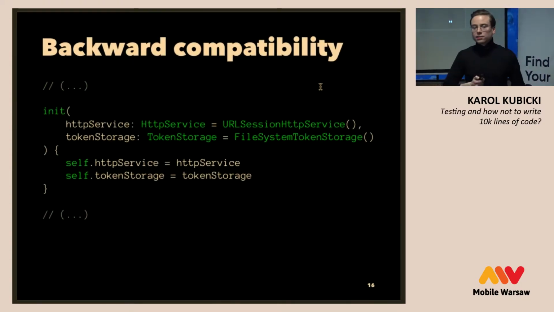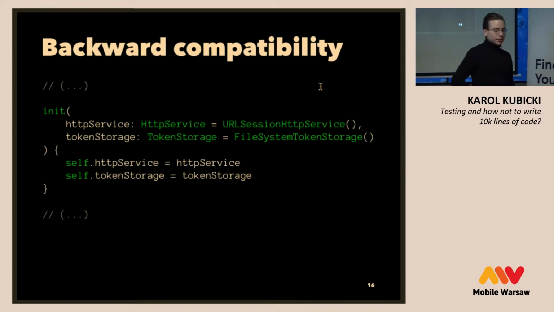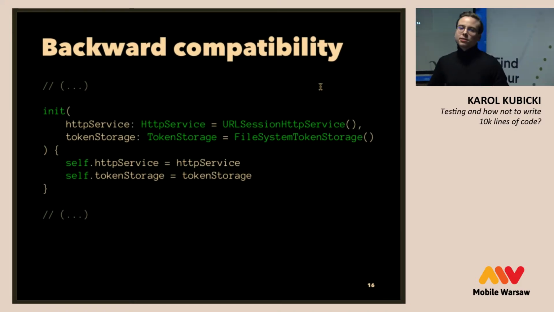So in order to avoid that, if we don't have a dependency container, we can use Swift's default argument values. So we can say that the HTTP service default value is the URLSession HTTP service that we've used before, and similarly for token storage, we use file system token storage. Why are we doing this? Because we can tackle this problem from two places. One is that we're writing code from scratch. In defining new classes, we don't have a problem with backward compatibility because we're not using them anywhere yet, right?